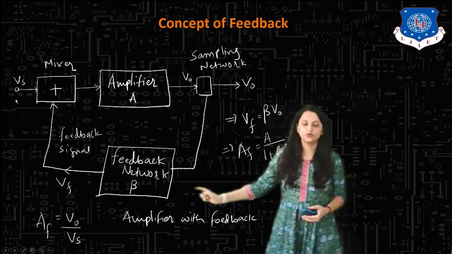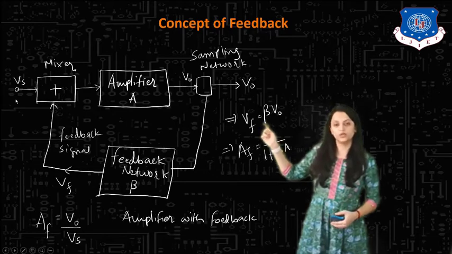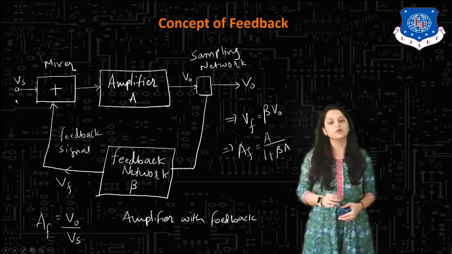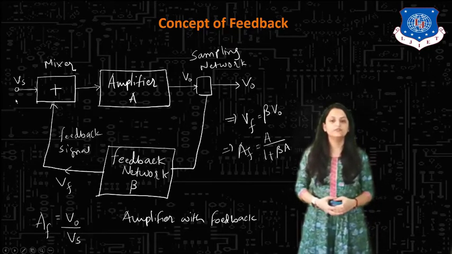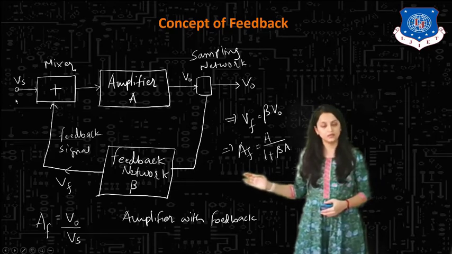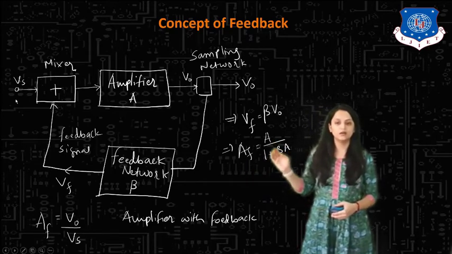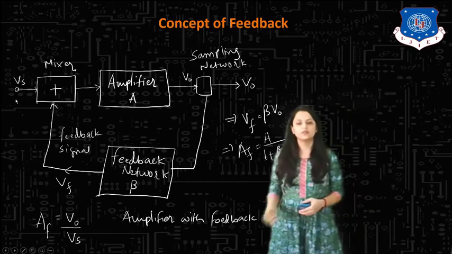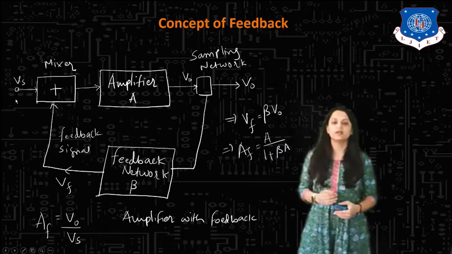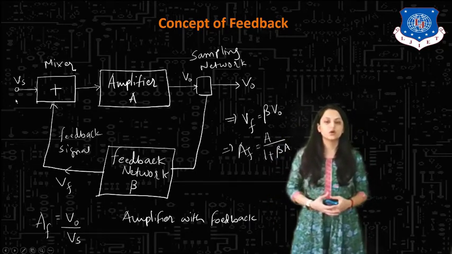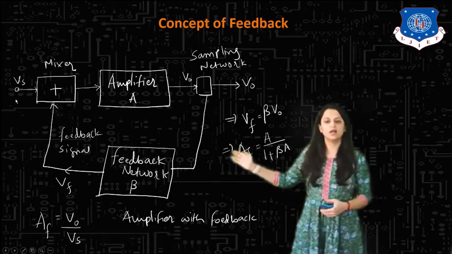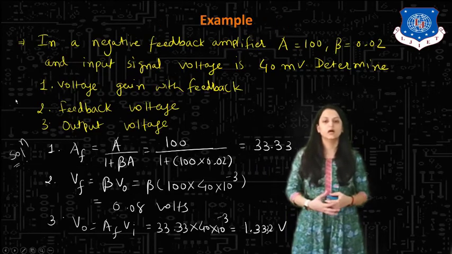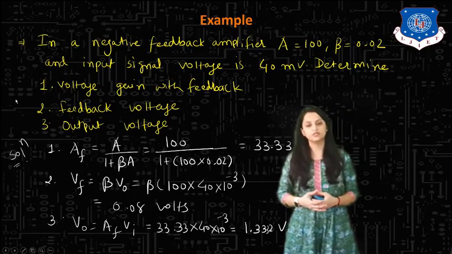So here Vf, that is the feedback voltage, is given as beta into Vo, where beta is the feedback factor and Vo is the output voltage. If we ask what the feedback gain is, feedback gain AF is given as A upon 1 plus beta A. AF is also given as Vo by Vs, that is output voltage divided by source voltage. So this is the concept of feedback, and this is indicating the amplifier with feedback.